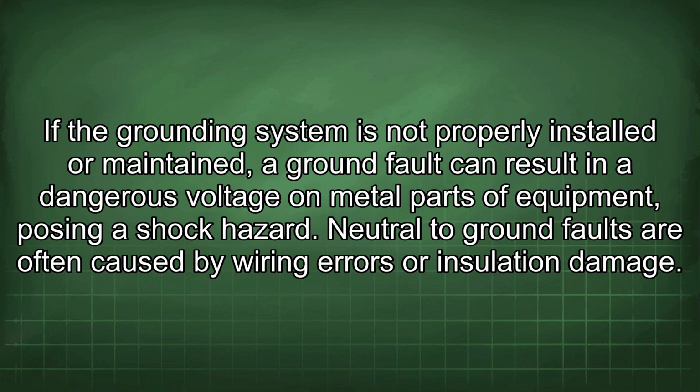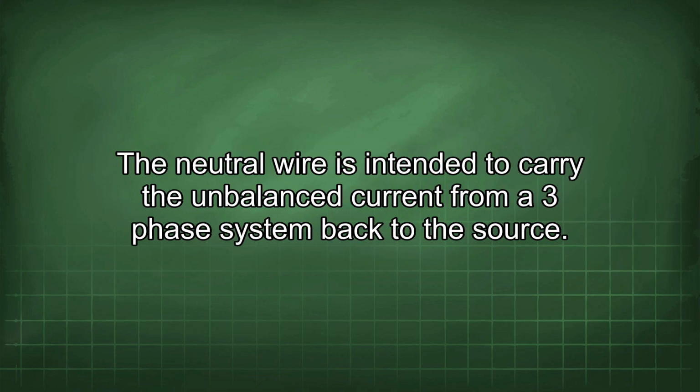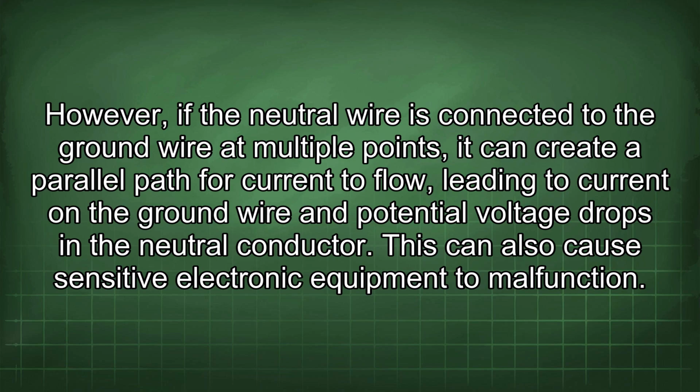Neutral to ground faults are often caused by wiring errors or insulation damage. The neutral wire is intended to carry the unbalanced current from a three-phase system back to the source. However, if the neutral wire is connected to the ground wire at multiple points, it can create a parallel path for current to flow, leading to current on the ground wire and potential voltage drops in the neutral conductor. This can also cause sensitive electronic equipment to malfunction.